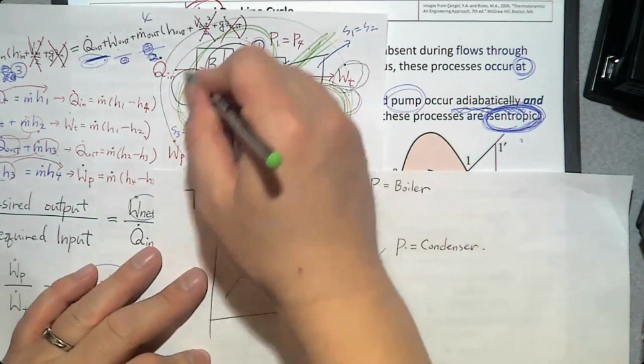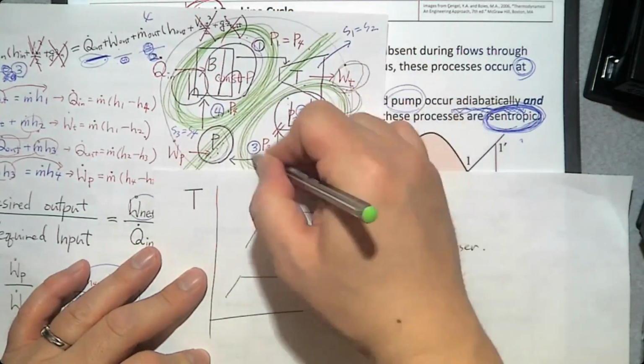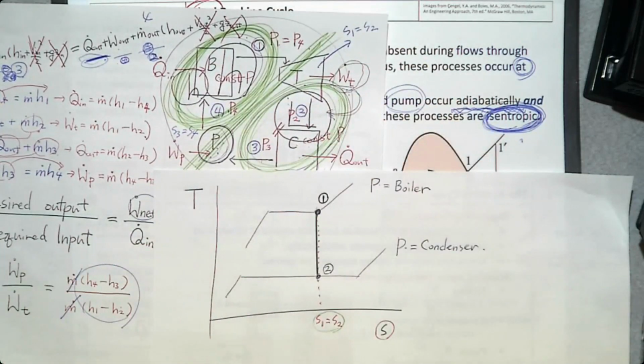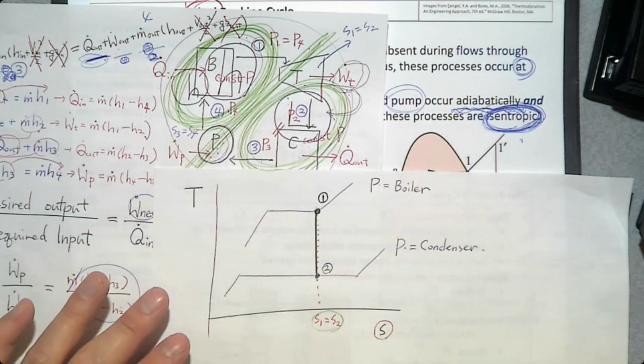Again, this boiler is maintained at high temperature, high pressure. This condenser is maintained at low pressure. So both are constant pressure processes. That is the assumption for this ideal Rankine cycle.